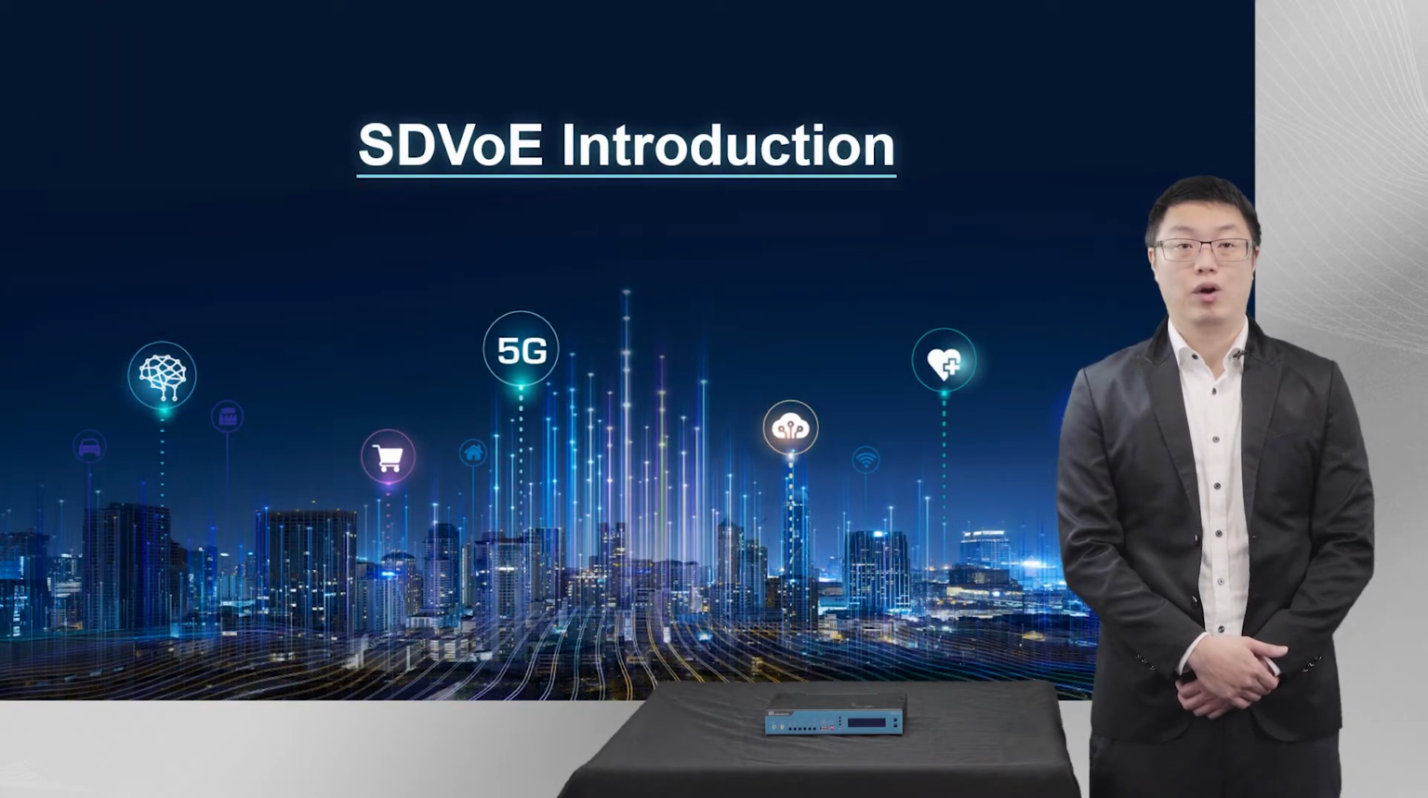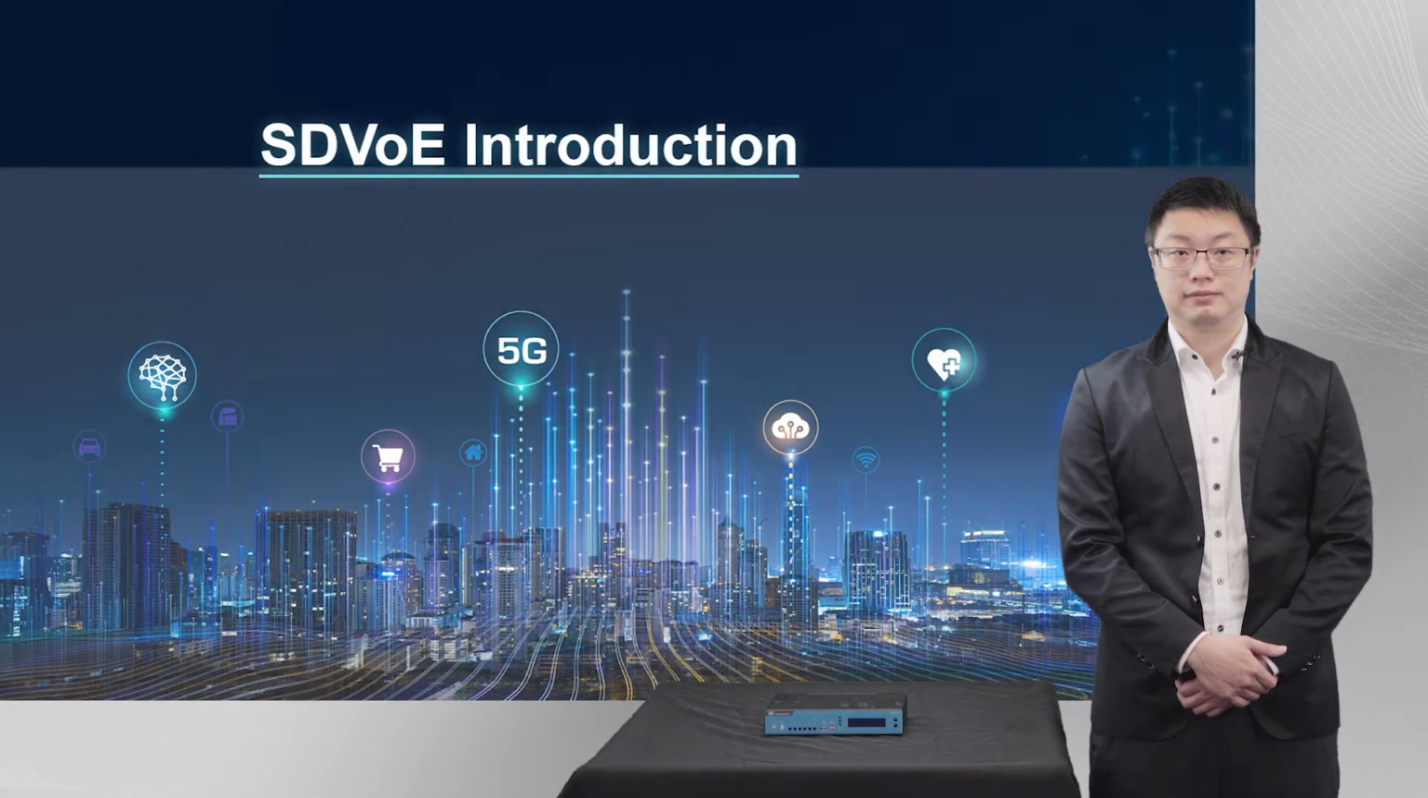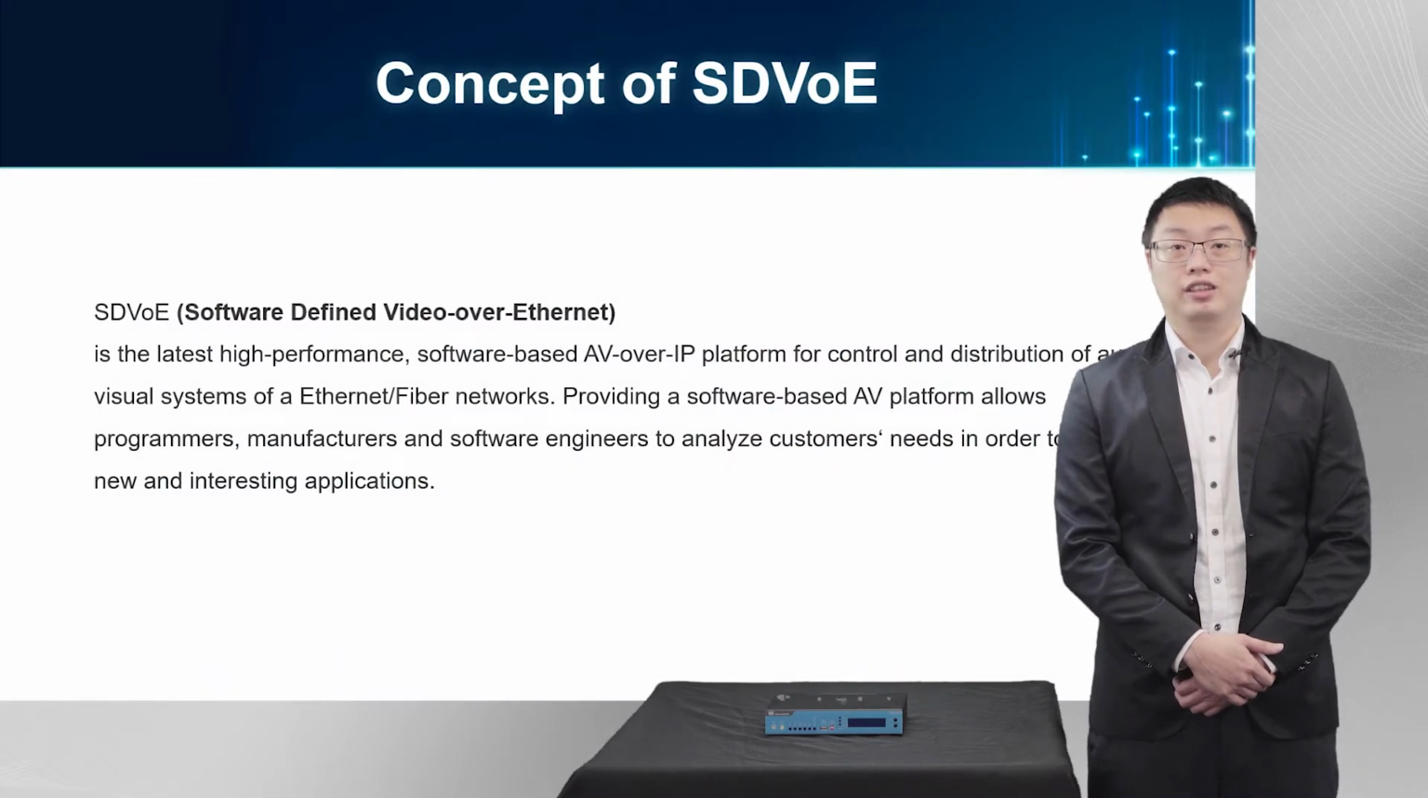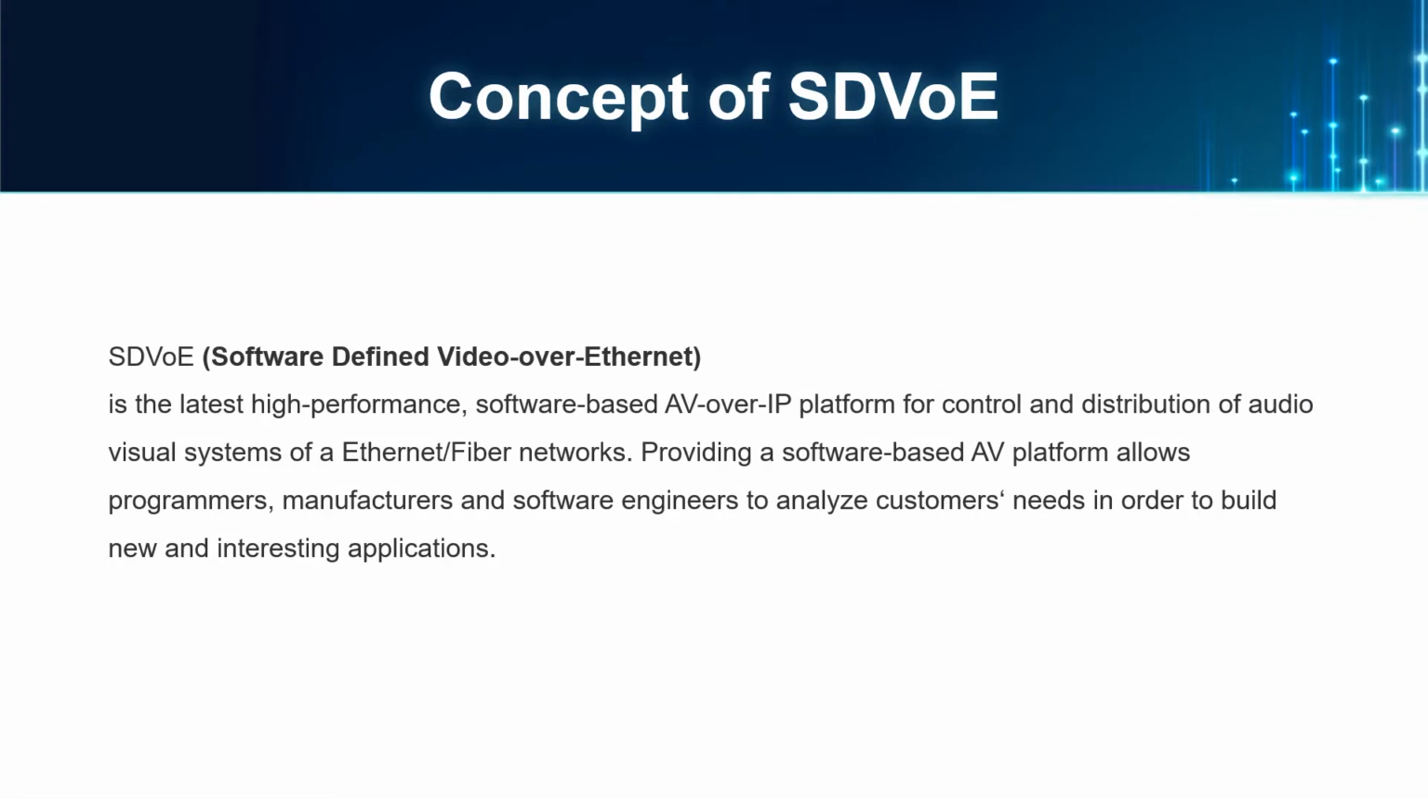Now let me explain what SDVoE is. The full name of SDVoE is Software-Defined Video over Ethernet. It is the last high-performance software-based AV over IP platform for control and the distribution of audio-vision system of Ethernet and fiber networks. Providing a software-based AV platform allows programmers, manufacturers, and software engineers to analyze customer needs in order to build new and interesting applications.